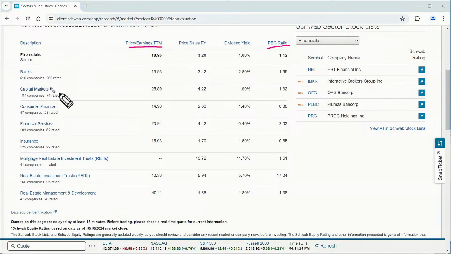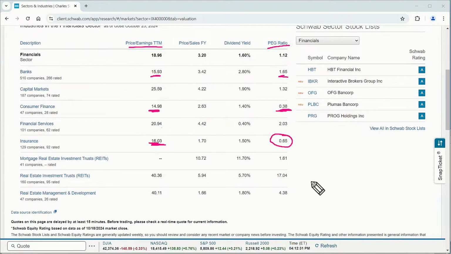So I can look at these different sectors. Banks have a little bit lower of a PE ratio, right around 16. PEG ratio about 1.65. Okay, let's see. Consumer finance, about 15. PEG ratio, very low. That's strangely low almost. Okay, let's go to insurance. Insurance, PE ratio about 16. PEG ratio, again, relatively low.